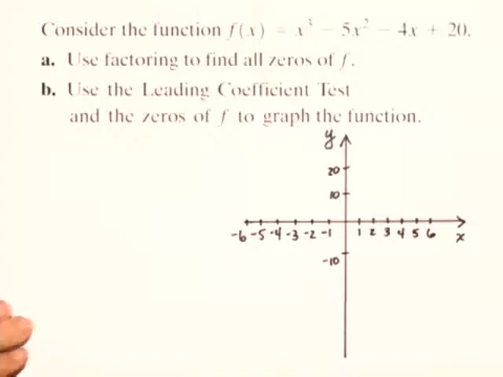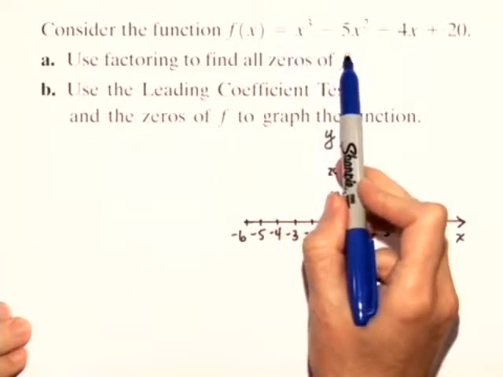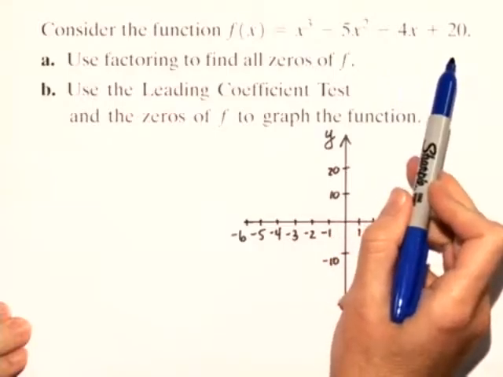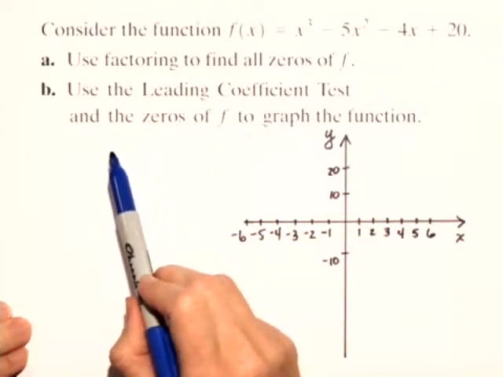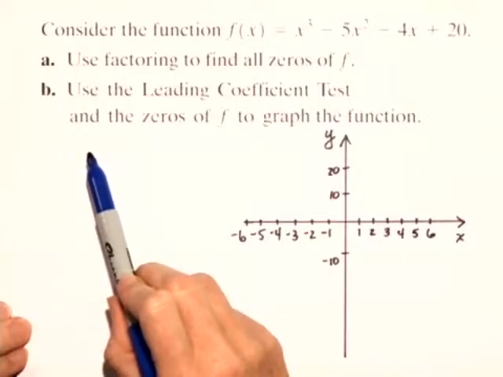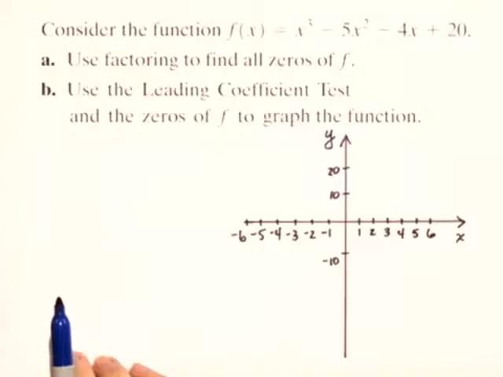For this example, we'll be graphing a polynomial function. We have the function f of x is equal to x cubed minus 5x squared minus 4x plus 20. First, we want to use factoring to find all the zeros, and then we'll use the leading coefficient test and the zeros of f to graph the function.